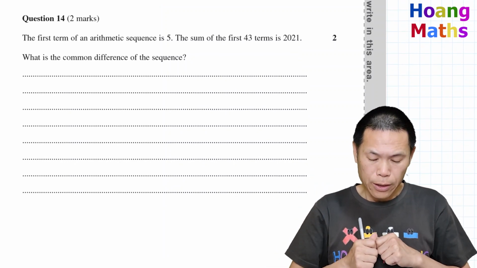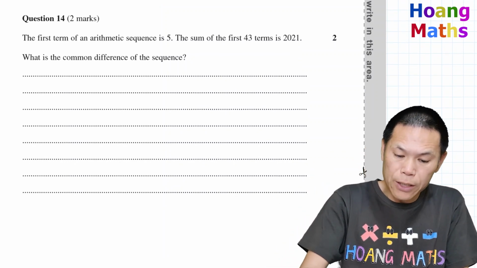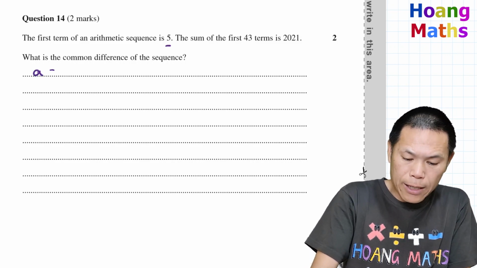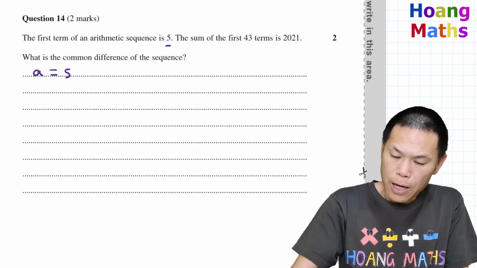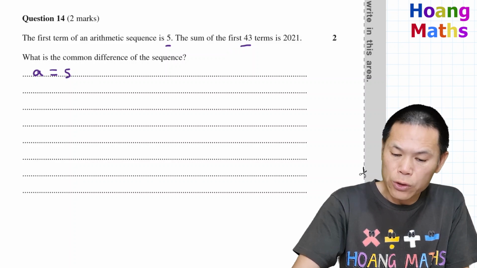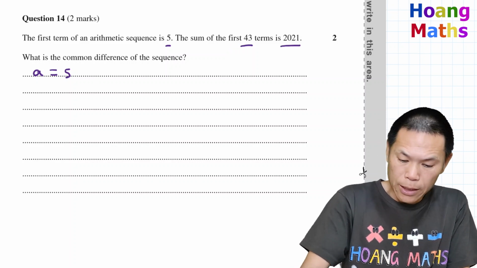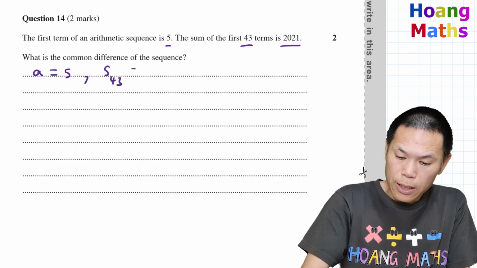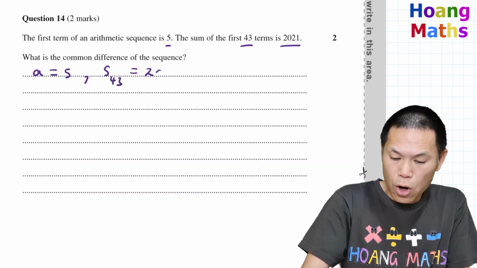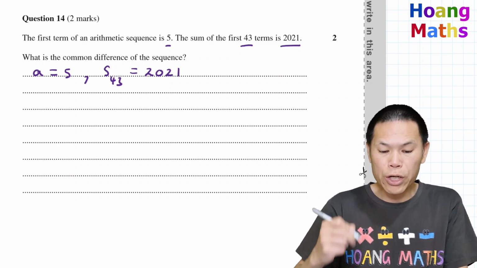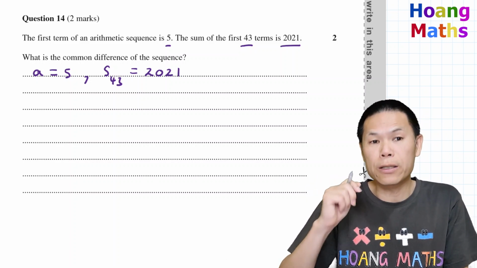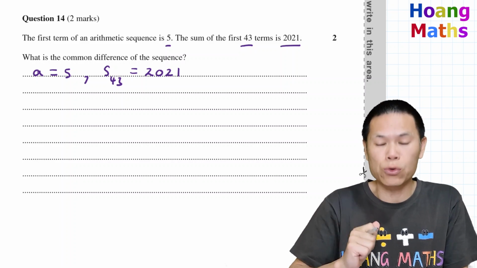Question 14. First of all, we know that the first term is 5. So let me write this down: a is 5, and the sum of the first 43 terms is S43 is 2021. We need to find the common difference, which is d.